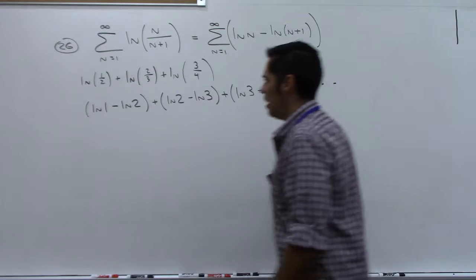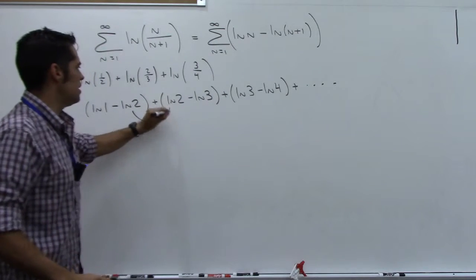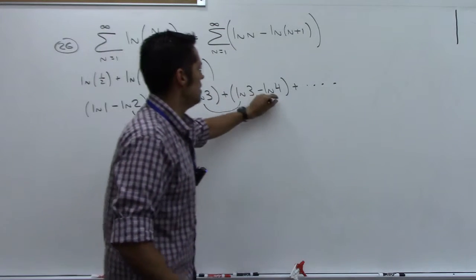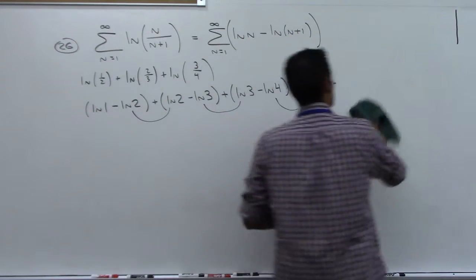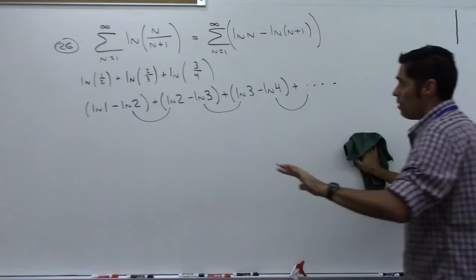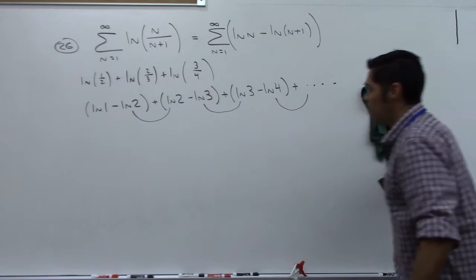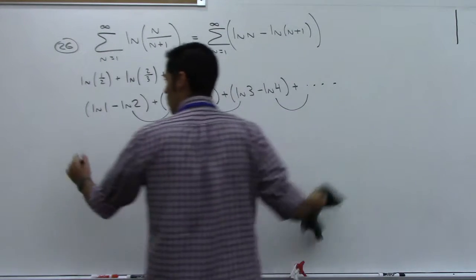And now I see some canceling. This is going to cancel with this, is going to cancel with this, is going to cancel with the next one, and so on and so forth. So that's actually going to be a nice collapsing series. So to do it correctly, once I've identified that it does collapse, I'm going to write out what S sub n is.